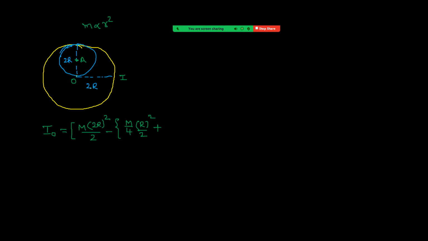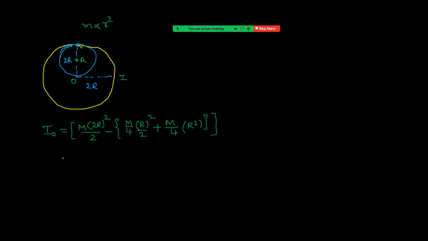Next, but we want to calculate about O. For the removed part, about O, that means this becomes now a tangent, normal to the plane of the disk. So plus, by using the parallel axis theorem, plus its mass M by 4, distance how much? From A to O, distance equal to R. Square of the distance. That is I naught.